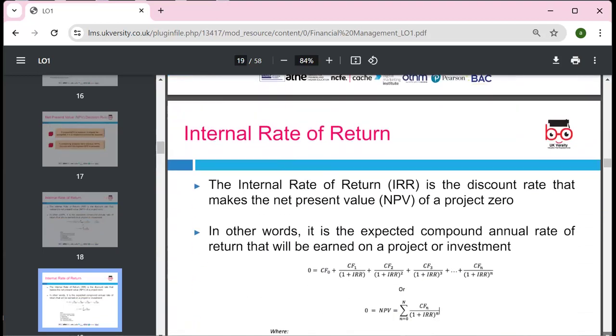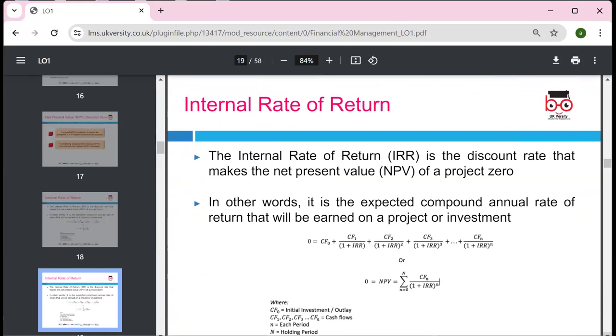Okay, so the internal rate of return is the discount rate that makes the net present value of the project zero. In other words, it is the expected compound annual rate of return that will be earned on the project.